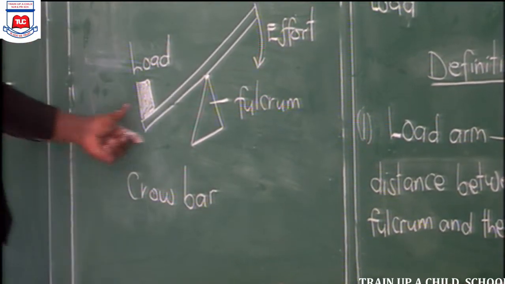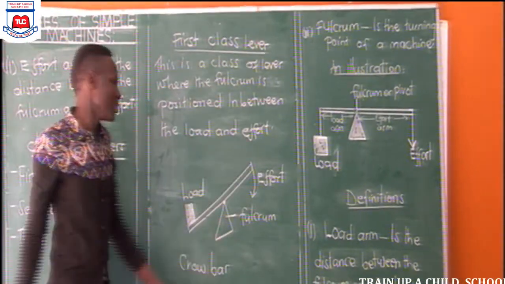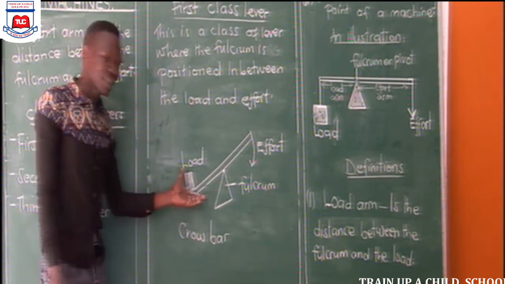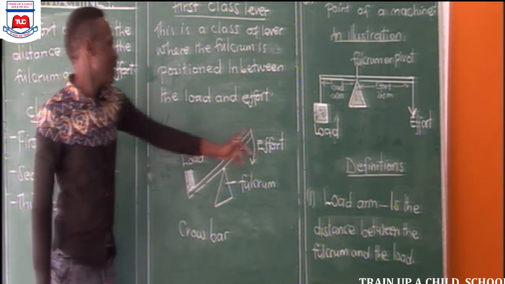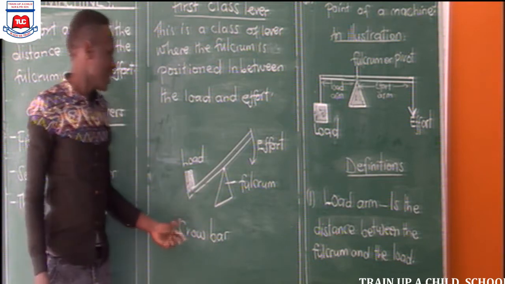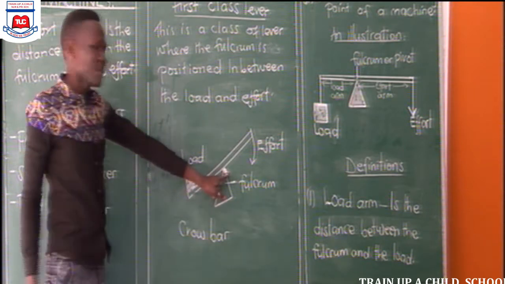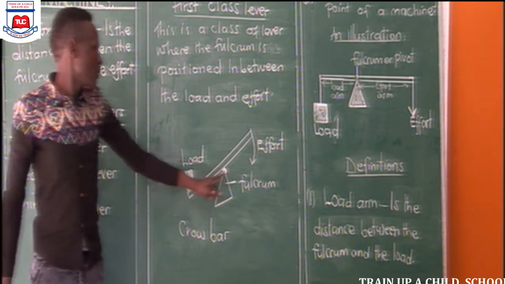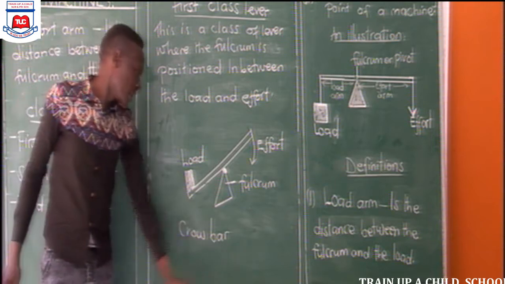If I do not want to use this, I can draw human beings here. I can draw a small girl, and here a very big man. Then I tell the girl to overcome the load, which is the big man. And this machine shall turn at that point. So we say this is the position of the fulcrum, and this is an example of a simple machine that we use, which is called a crowbar.